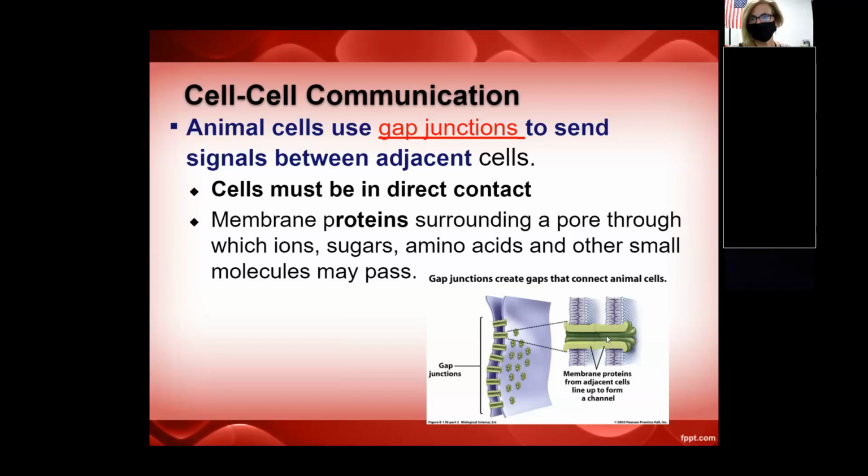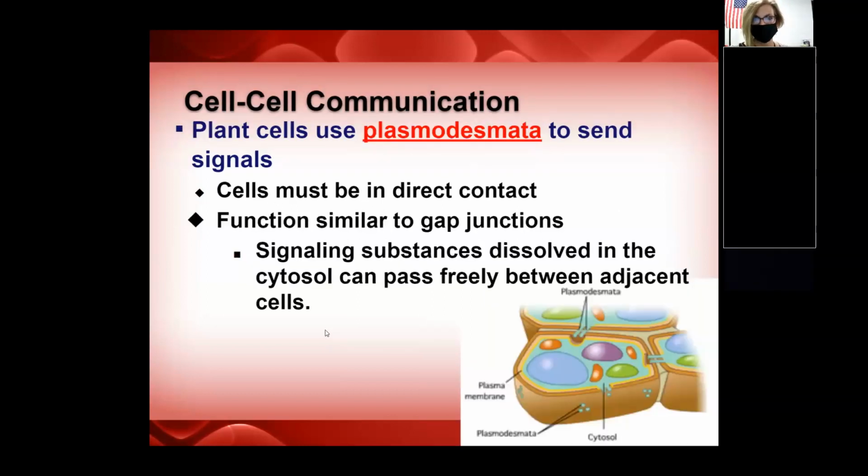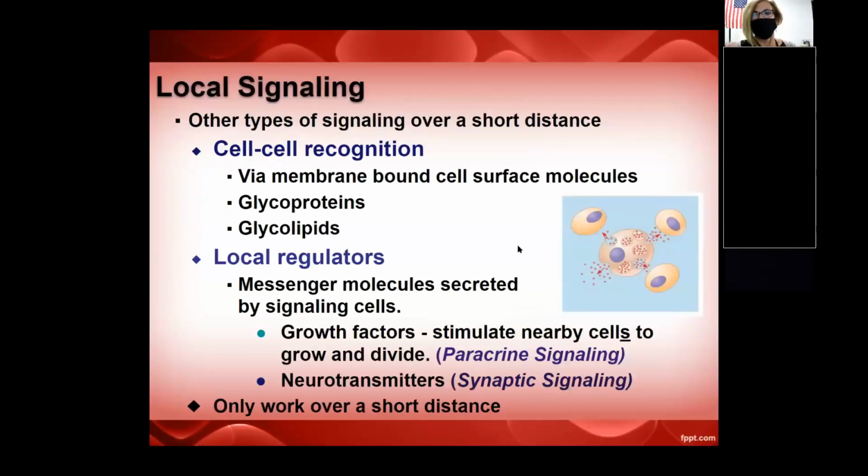And then also like during embryonic development, we need all of the cells to be changing morphology at the same time. So this allows for that communication between cells. So local signaling can be cell-to-cell recognition. You have local regulators. This is over a short distance rather than cell to cell.